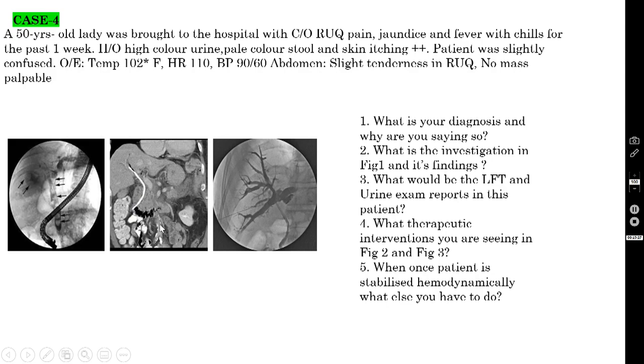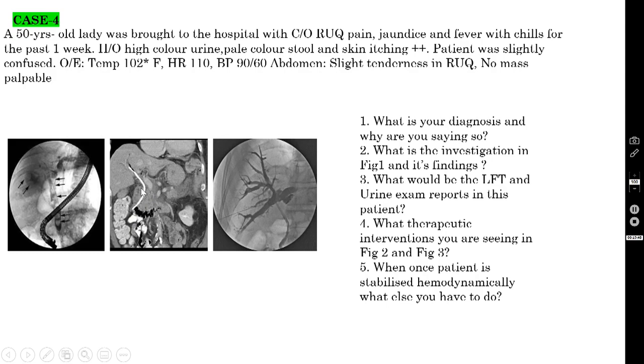So there are 2 types of treatment. You can put a stent here, and the end of the stent will come through the nose. This is called nasobiliary stent. This is one method of treating suppurative cholangitis. Because here, if you are able to remove the stone, that is the best treatment.